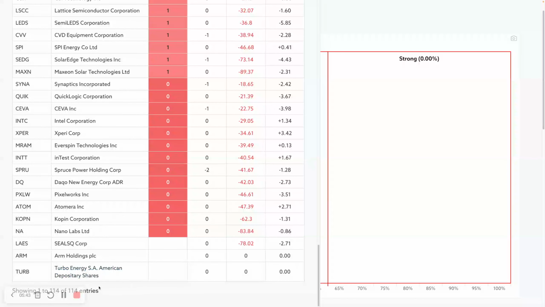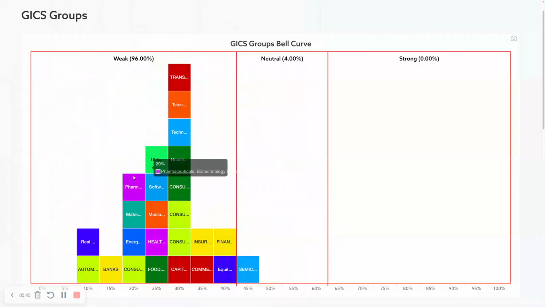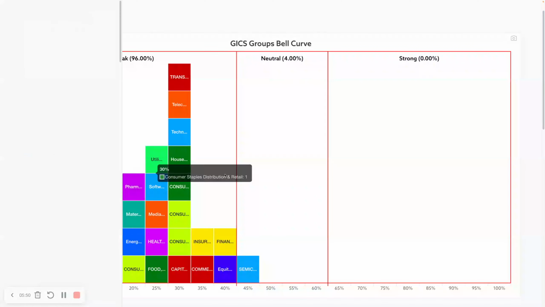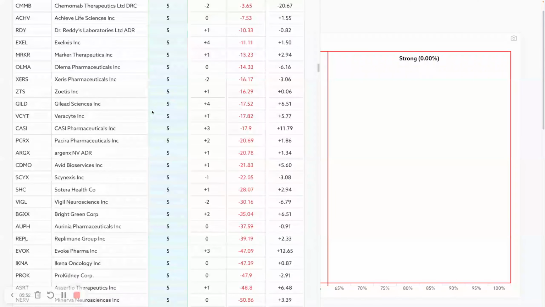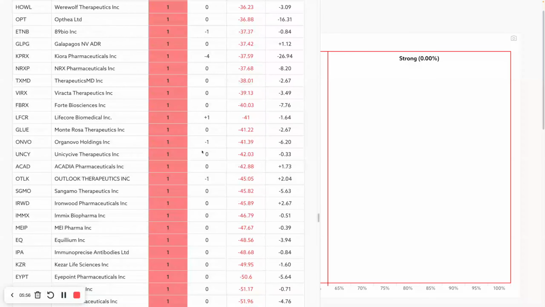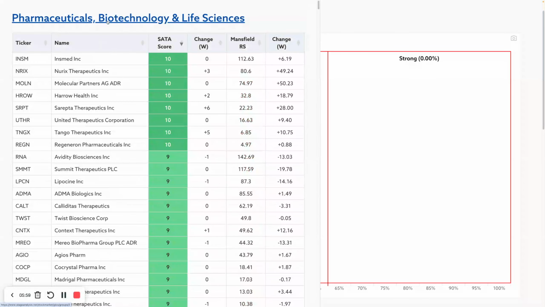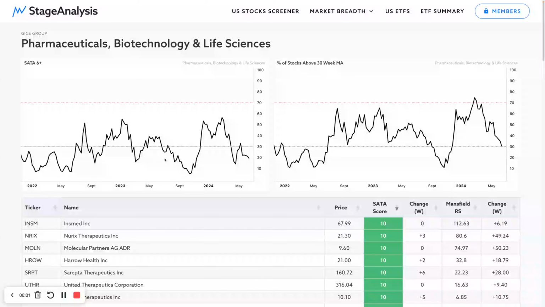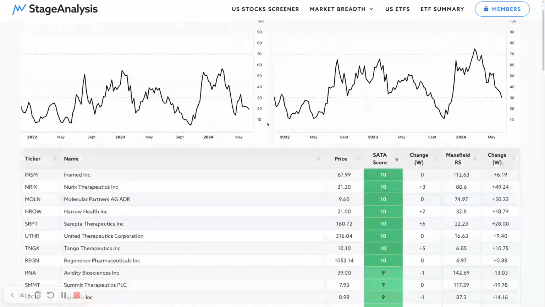So same in the groups and the other there, but if we look at pharmaceuticals, biotechnology and life sciences, for example, this is a much broader group. And then you can see, scroll all the way down here, there's 758 stocks in this group, for example. So we click through into this one, you can see how that has moved over the last few years and how the stocks above their 30-week moving average are. Again, just below the 20% level there, and just above the 30% level for the percent of stocks above their 30-week moving average.